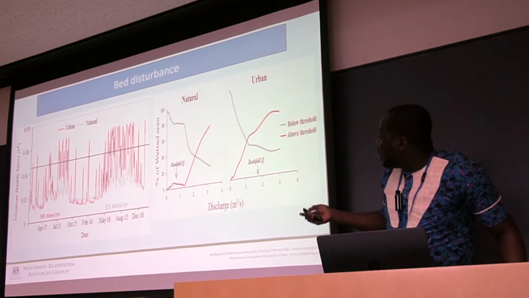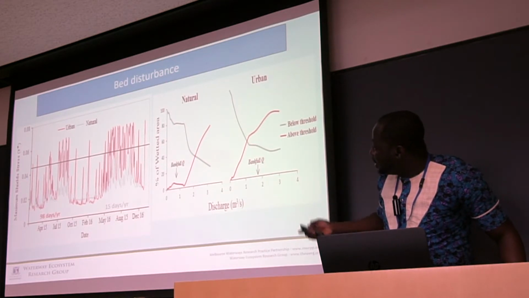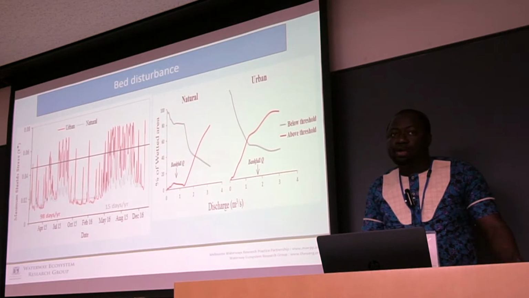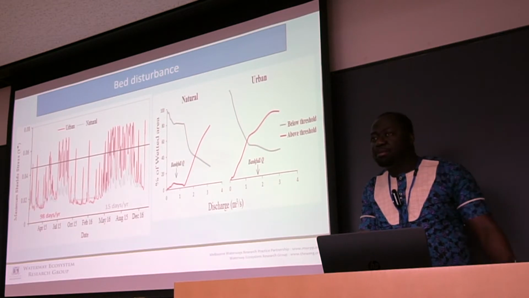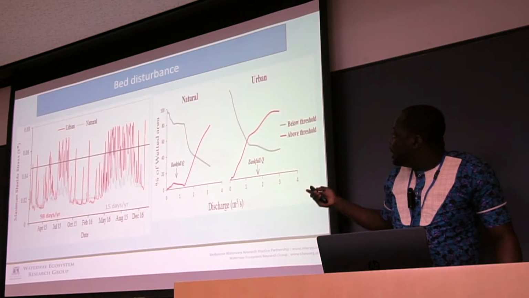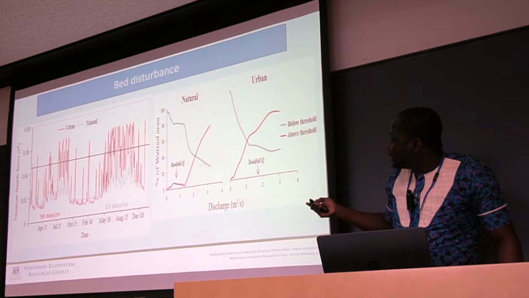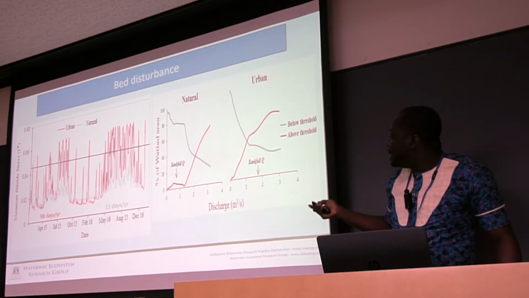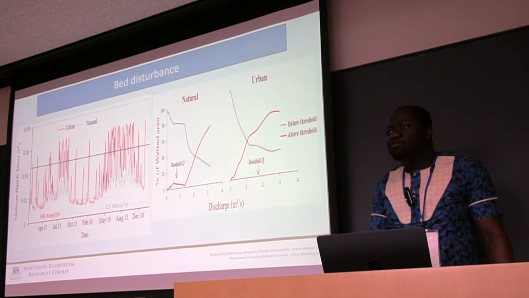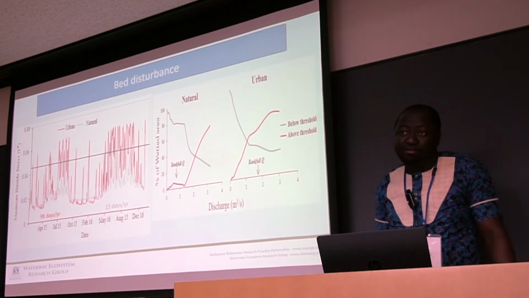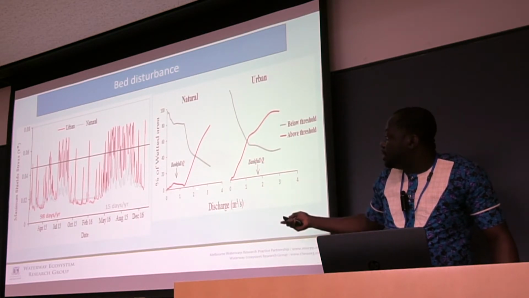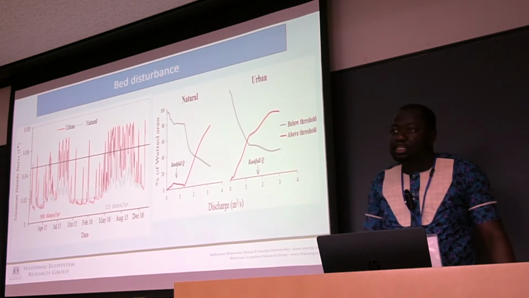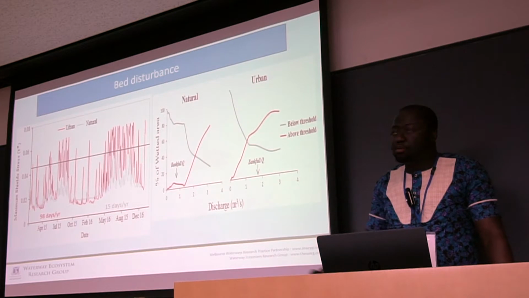We also characterized the percentage area of the wetted channel within the reach that is experiencing potential movement. We found that within the urban channel, the proportion of the bed experiencing mobility increases a lot, even at flows less than 0.5 of bankfull, compared to the natural site, where even up to bankfull, only a few percent of the wetted area is being moved.